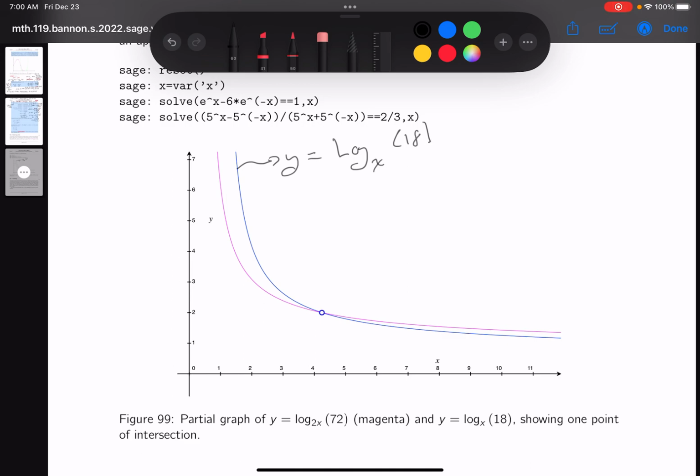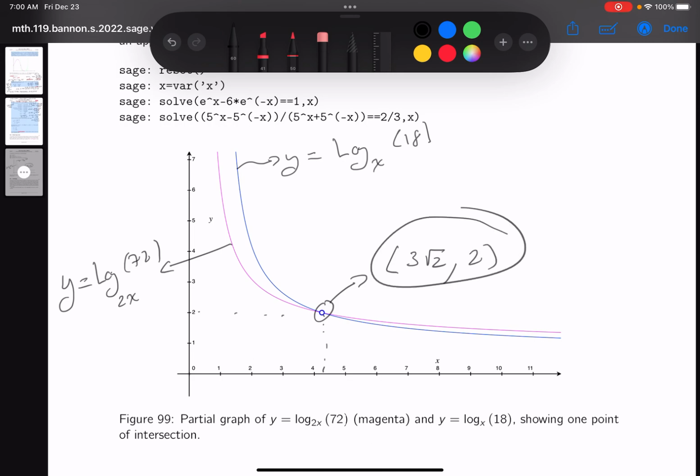I'm using Grapher to graph these things over here. And this magenta curve is going to be y equals log base 2x of 72. There's a point of intersection over here, and that point of intersection is x equals 3 root 2, and the y coordinate is just 2. That's the point of intersection.